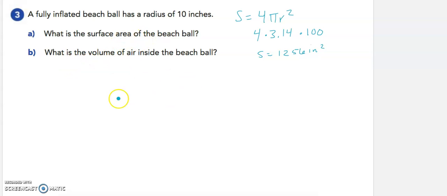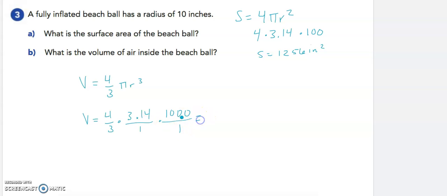For B, what's the volume of the air inside the beach ball? So we're doing the volume, which was volume equals 4/3 pi r cubed. So let's fill in what we know. 4/3 times 3.14 over 1 times the radius cubed. So 10 times 10 is 100, 100 times 10 is 1,000. So that gives us 1,000 over 1.